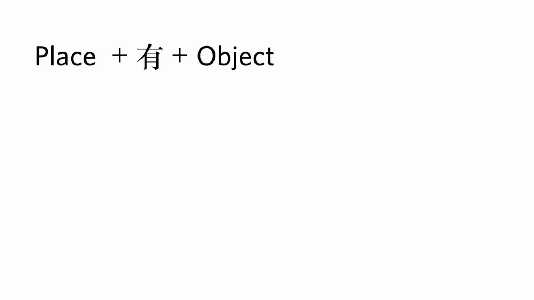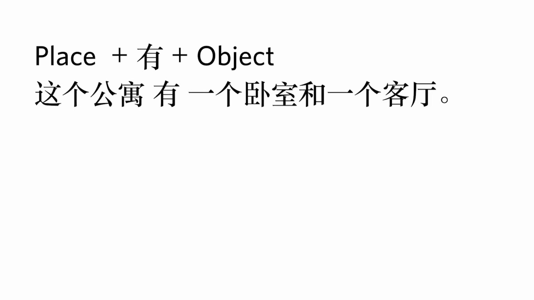Next, I'm going to introduce the second pattern to you. This pattern expresses similar meaning as there are or there is in English. The pattern is place, 有 object. For instance, 这个公寓有一个卧室和一个客厅. This apartment has a bedroom and a living room. 有 literally means to have. In this example, it means existence.